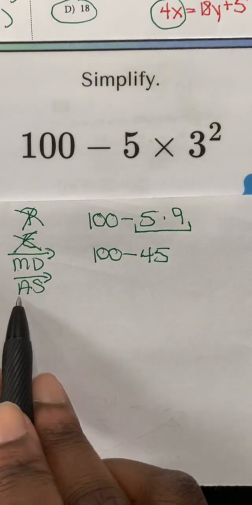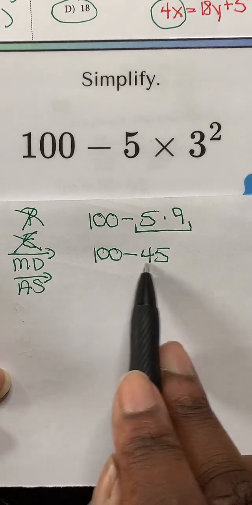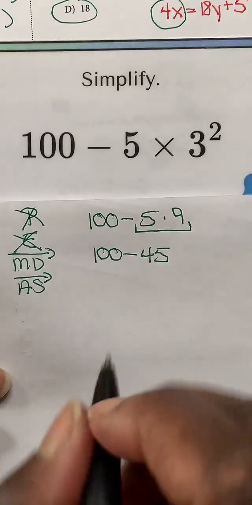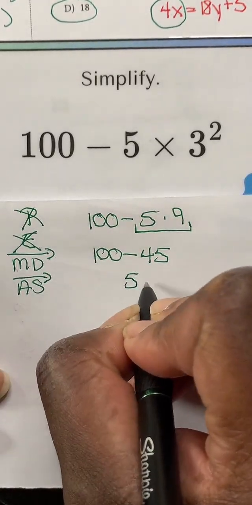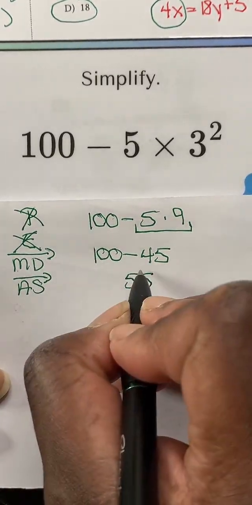So now, adding or subtracting from left to right. We only got one spot, which gives us our 55.